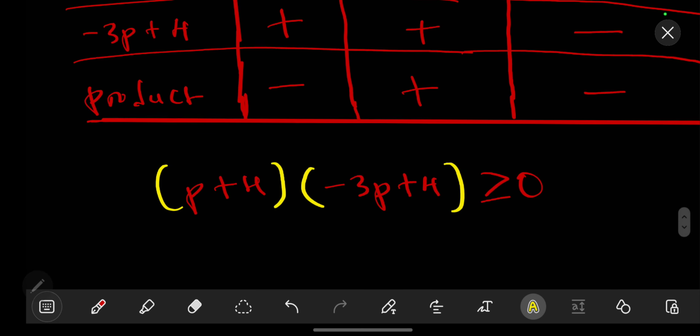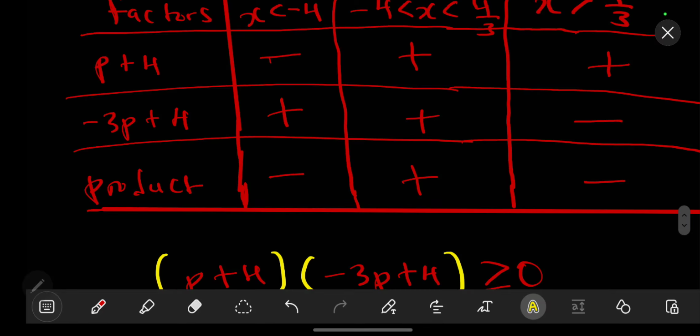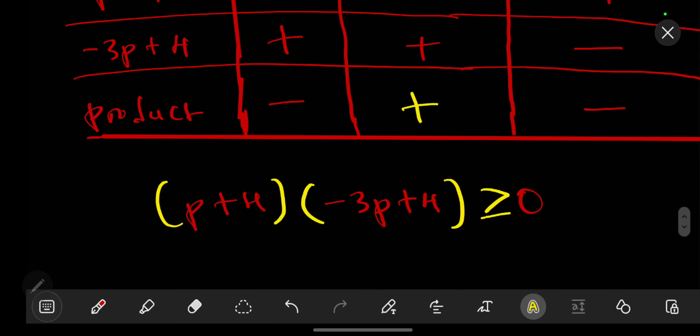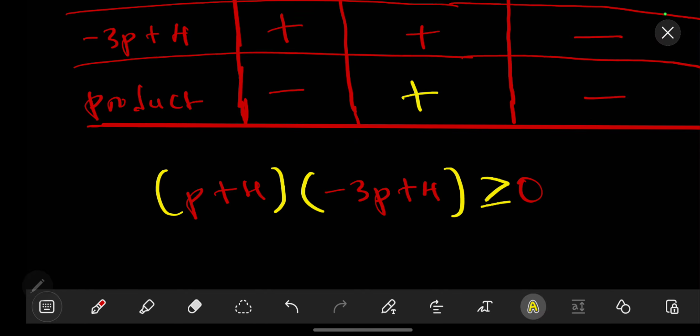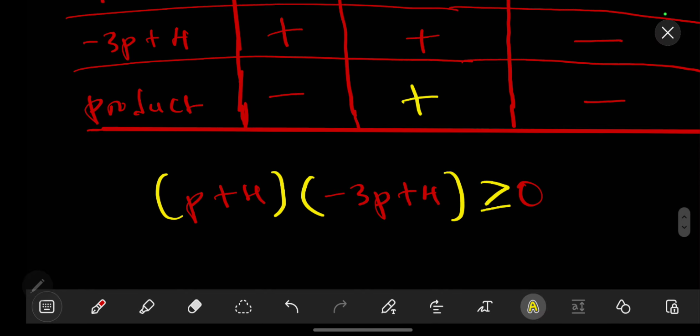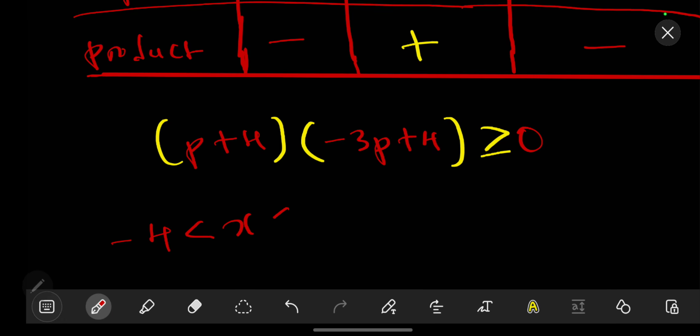So therefore we are going to find our product, which is greater than 0, which in this case is a positive. If you look at this, they are saying that it should be greater than or equal to 0. So we take that as our answer, which is negative 4 less than x less than 4 over 3. But remember, it's saying or equal to, so we are going to put that. So this is our answer for that problem.